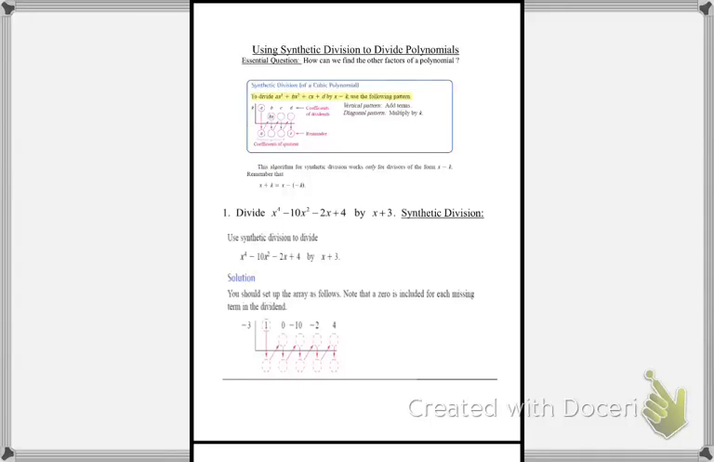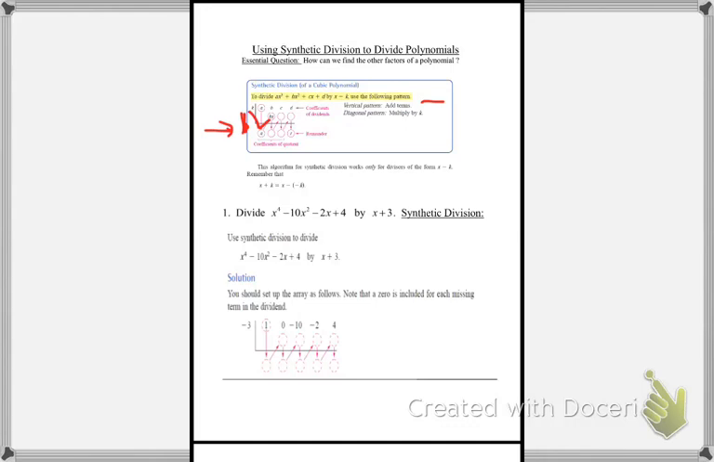Using synthetic division, we can see we have a pattern. And this is a nice diagram because it shows you your patterns. When you're going vertical, up and down, you're adding. You're multiplying at the angle, at the diagonals. And that'll help you keep your pattern of your synthetic division.